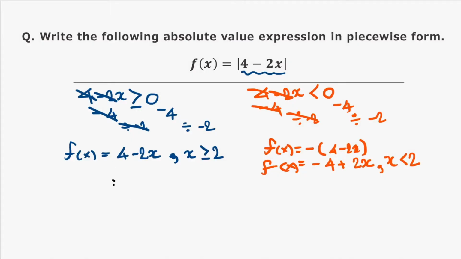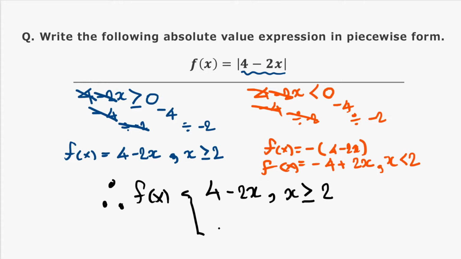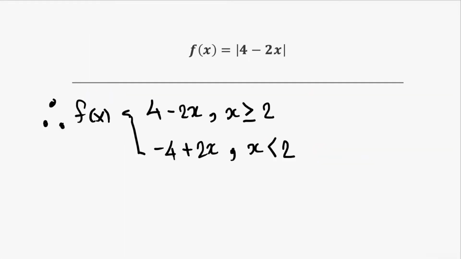In an organized manner, if I rewrite this whole thing, f at x will be 4 minus 2x when x is greater than or equal to 2, and it will be negative 4 plus 2x when x is less than 2. Before we move on to the next question, I want you to pay attention here. We have number 2 and number 2 here. Although the inequality sign is different, we have the same number here and there. That's because this number is not a random number. It is in fact the 0 or the root, whichever you prefer.